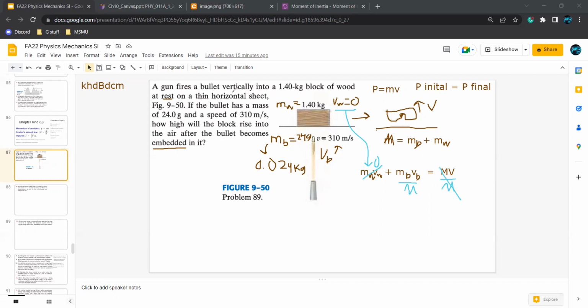So then that gives you, change colors here. Big V is equal to MBVB over total mass, final mass. Okay. Now you can leave that just as is, or you can just plug in and solve for it. After it becomes embedded, that's your new V.